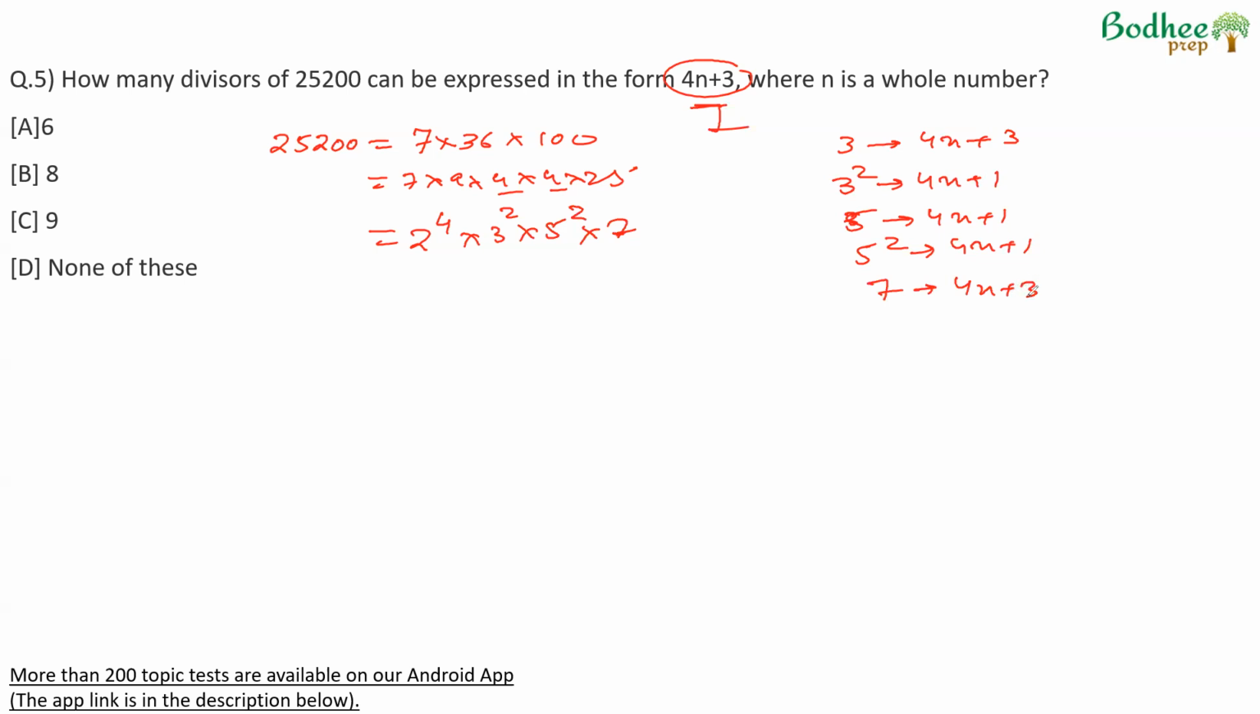If I combine 4n plus 3 and 4n plus 1, I'll get 4n plus 3. Combining 4n plus 1 and 4n plus 1 will not give me 4n plus 3. Also, combining 4n plus 3 and 4n plus 3 will give us 3 threes are 9, which becomes 4n plus 1. So, if we have to write the possibilities, I'm starting with 3: 3 by itself, 3 combined with 5, 3 combined with 5 squared. All these three will be of the form 4n plus 3. Then we look at 7: 7 by itself, 7 combined with 5, 7 combined with 5 squared will be 4n plus 3. 7, 5 to 35 and so on.